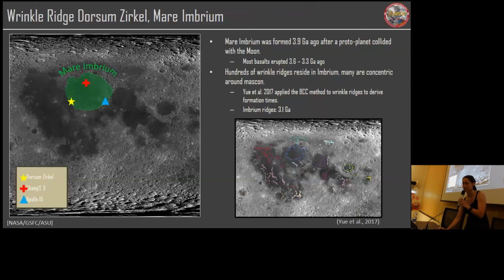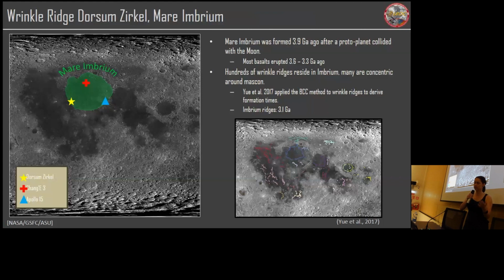And this figure in the lower right shows that there are hundreds of wrinkle ridges in Imbrium, but also across all the mare basins. And most of the ridges inside Imbrium are concentric around a mascon that's within Mare Imbrium. The colors that you see in this image correlate to the Yu et al. 2017 paper, where they used the buffer crater count method to derive ages, the formation time for the wrinkle ridges.